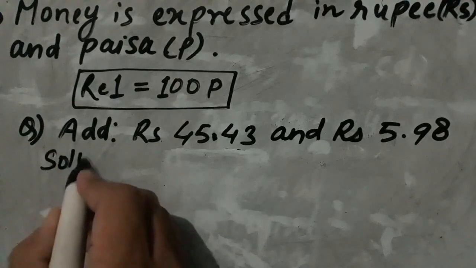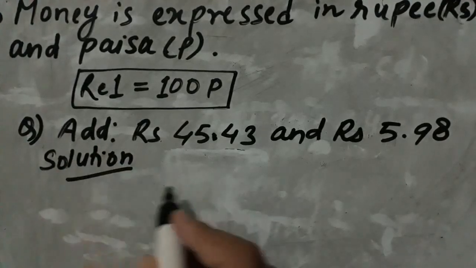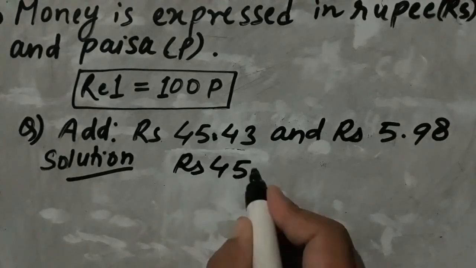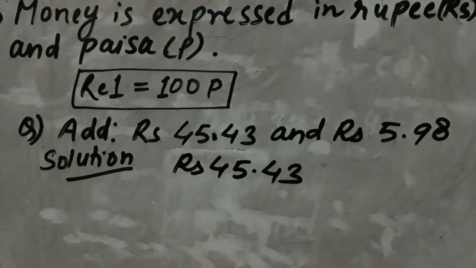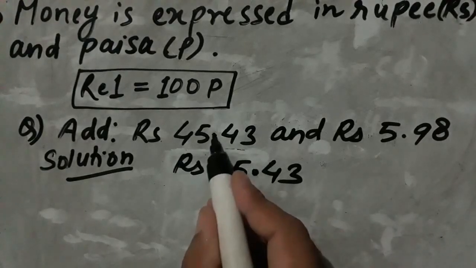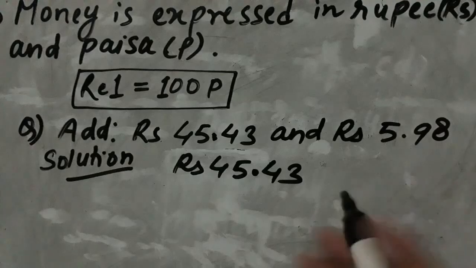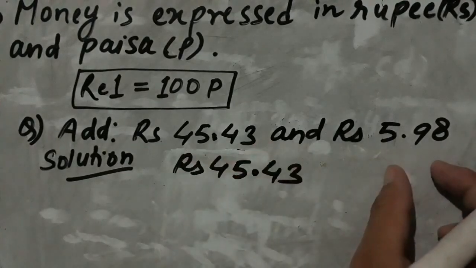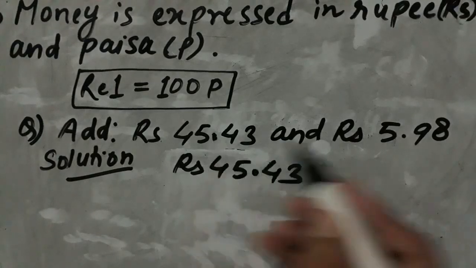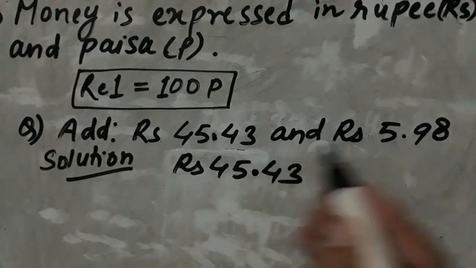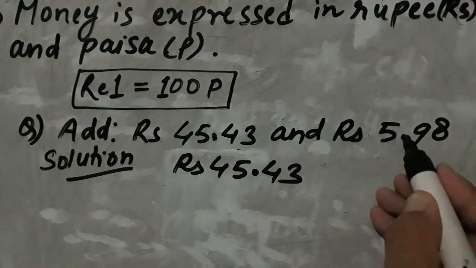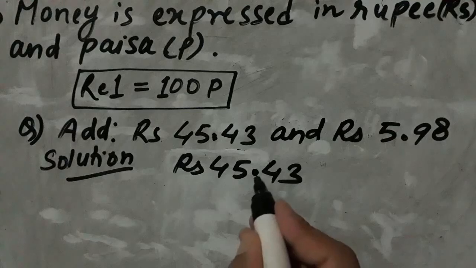So let's solve it. So it is rupees 45.43. Now students, there is decimal and there is also decimal. While adding these two numbers, we need to arrange these two decimals straight up. It means another decimal should be just below this decimal.